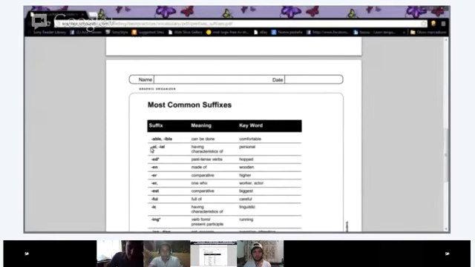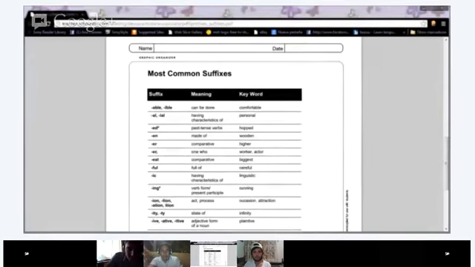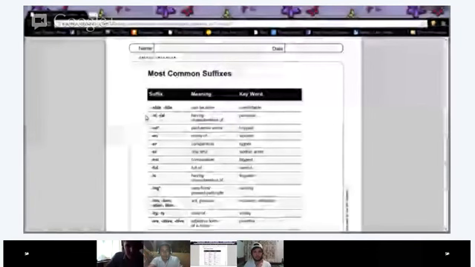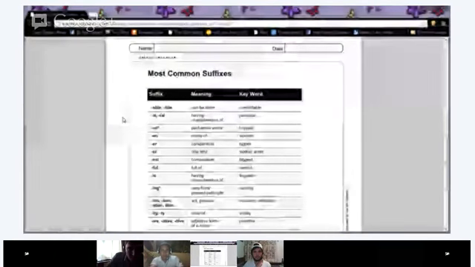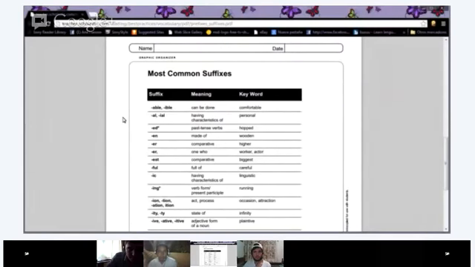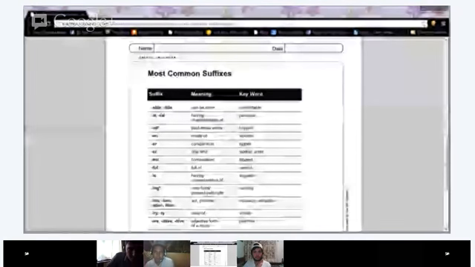Now let's go to the most common suffixes, all right? We're going to go to Dway first. Dway, let me have you read the first four suffixes with their meanings and keywords, please. Yes. Able, ible, can be done, comfortable. Al, ial, having characteristics of, personal. Ed, past tense verbs, hopped. En, made of, wooden. Good, thank you.